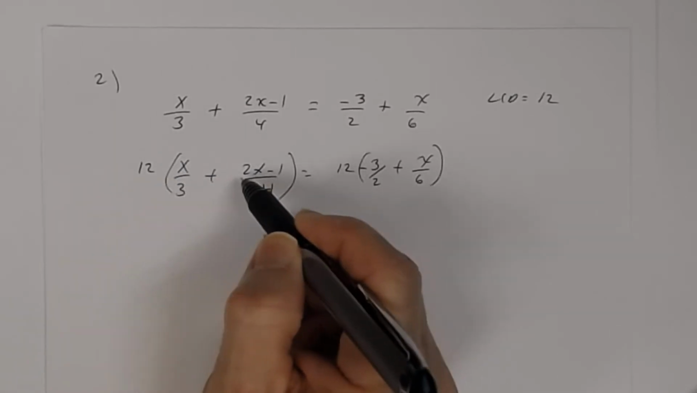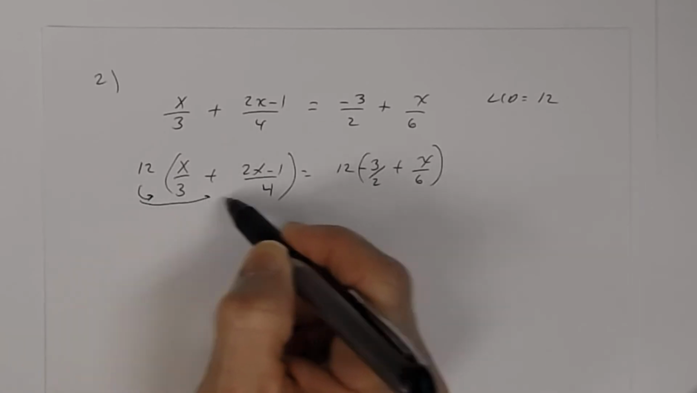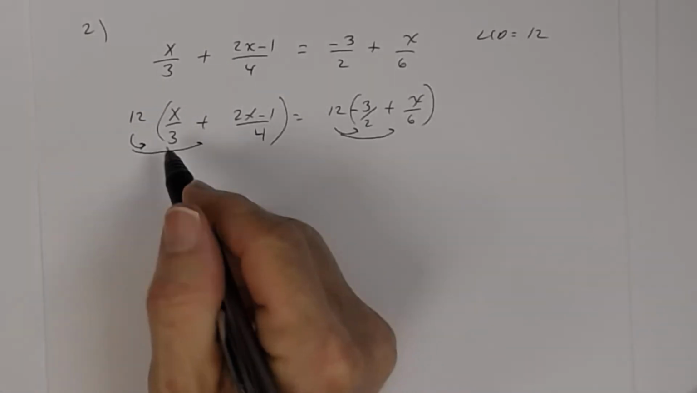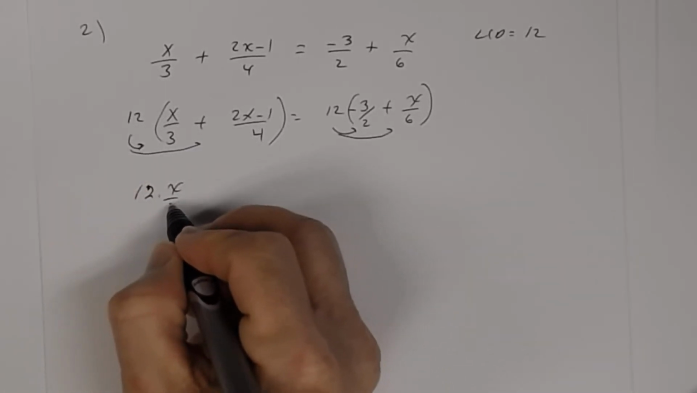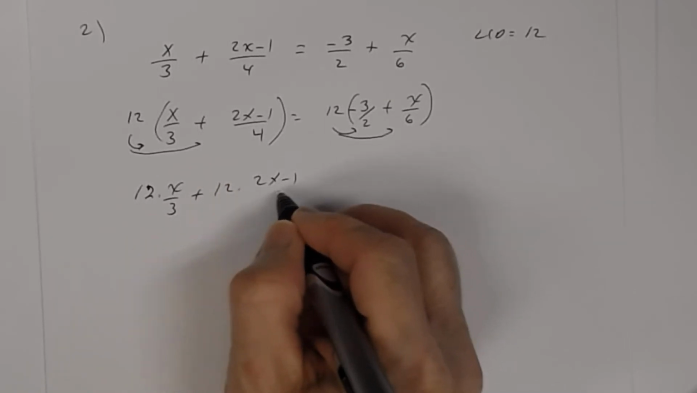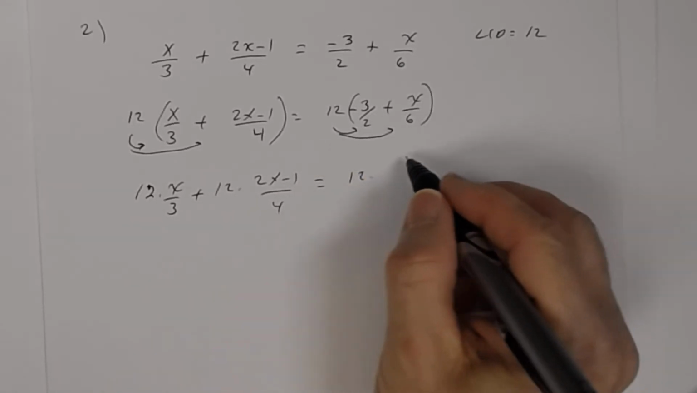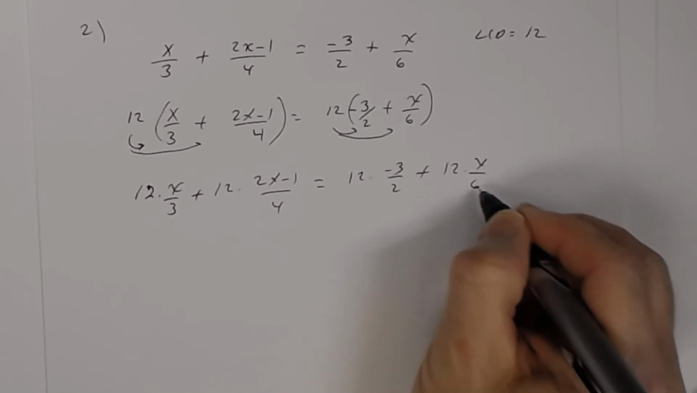So now, since I introduced parentheses, I've got to get rid of these parentheses using the distributive property. So let's go ahead and use the distributive property. So I'm going to write in the step. So I have 12 times the first fraction, x over 3, plus 12 times the second, 2x minus 1 divided by 4, equal 12 times negative 3/2 plus 12 times x divided by 6.